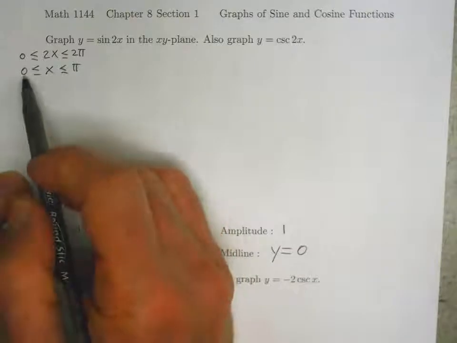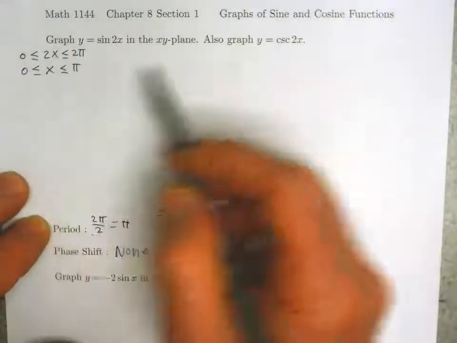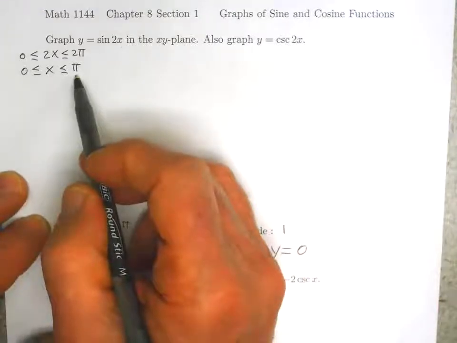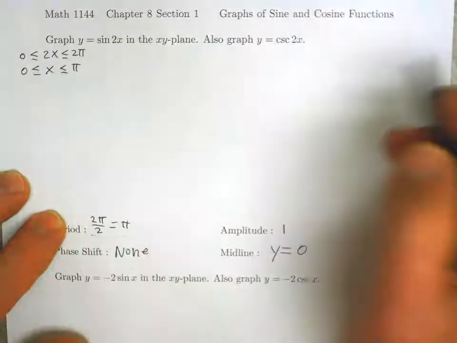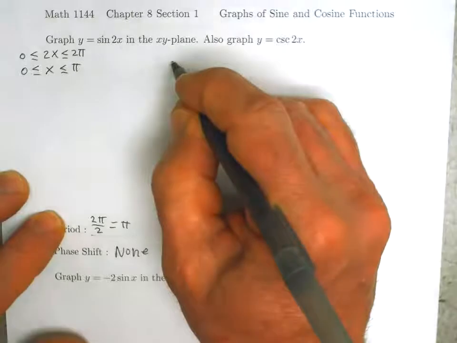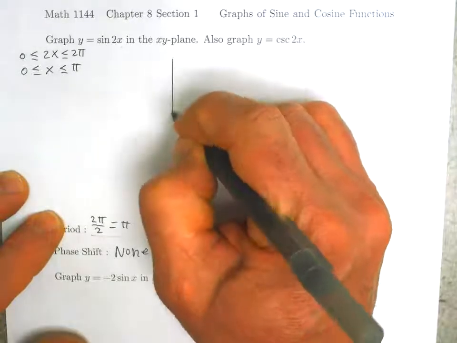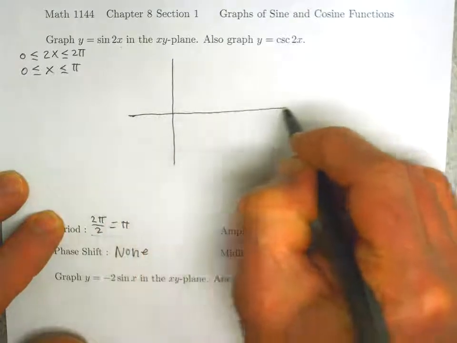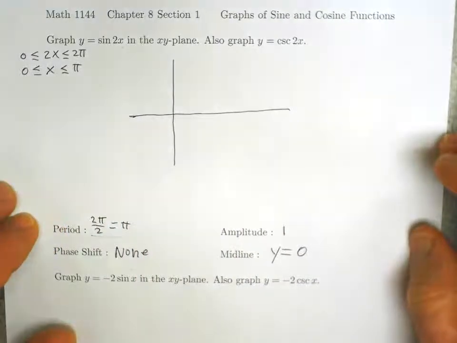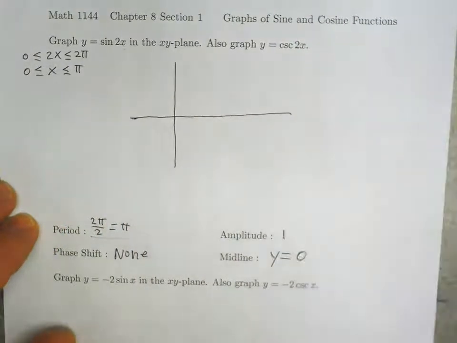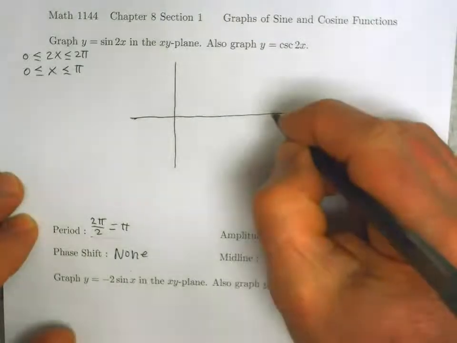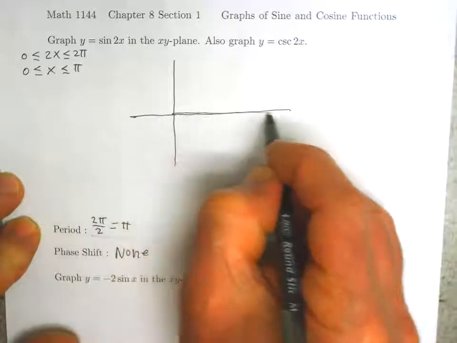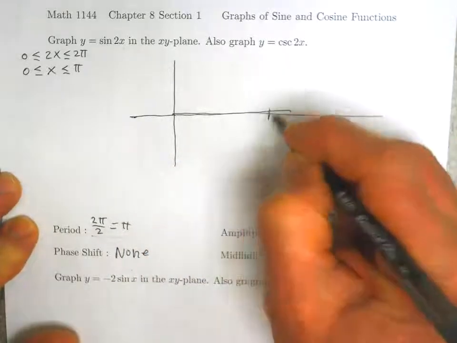Okay, so we'll get one complete period of this function, y equals sine of 2x, between 0 and pi. So remember what I said earlier about dividing a period into 4 parts. So I'll put pi right here.